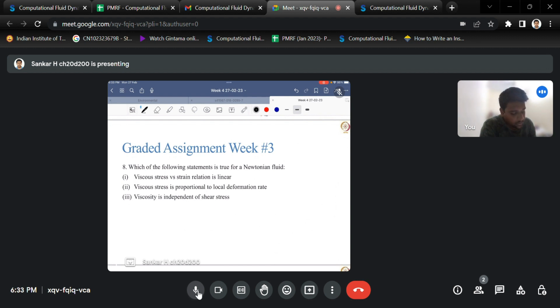So moving on to the next question, which of the following is true for a Newtonian fluid? We know that for the case of a Newtonian fluid, the shear stress is proportional to the rate of strain, the rate of shear strain. Let us assume this is tau yx, then it should be proportional to du by dy, and the proportionality constant is given by the viscosity.